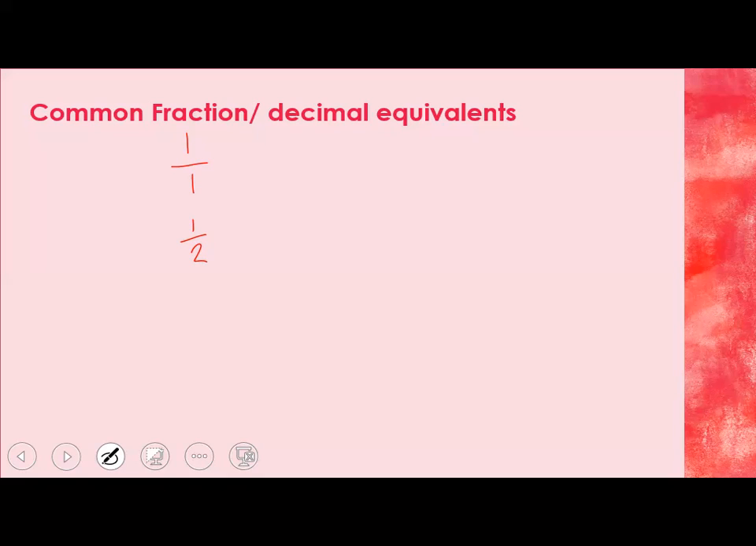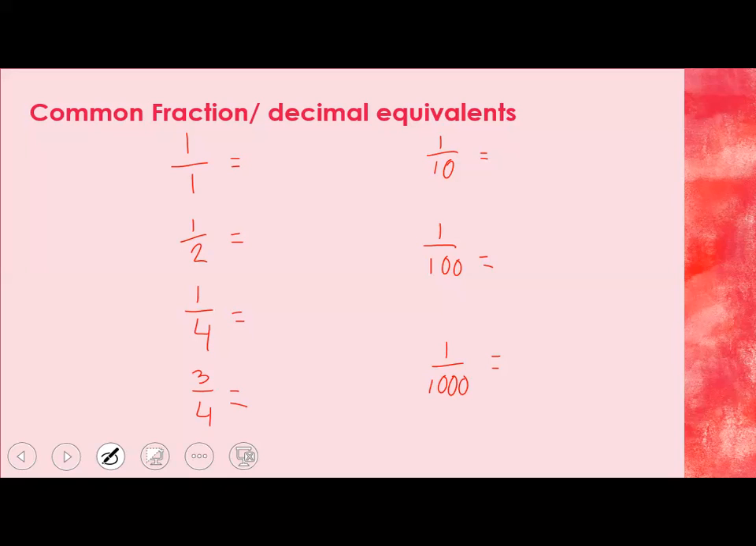A half. A quarter. 3/4, a tenth, a 100th, a 1,000th. I want you to just pause the video, and if you're working with someone, have a talk with them, and if not, just try and work them out on your own. These are ones that we now need to start to be putting into our long-term memory. So pause the video now, please.